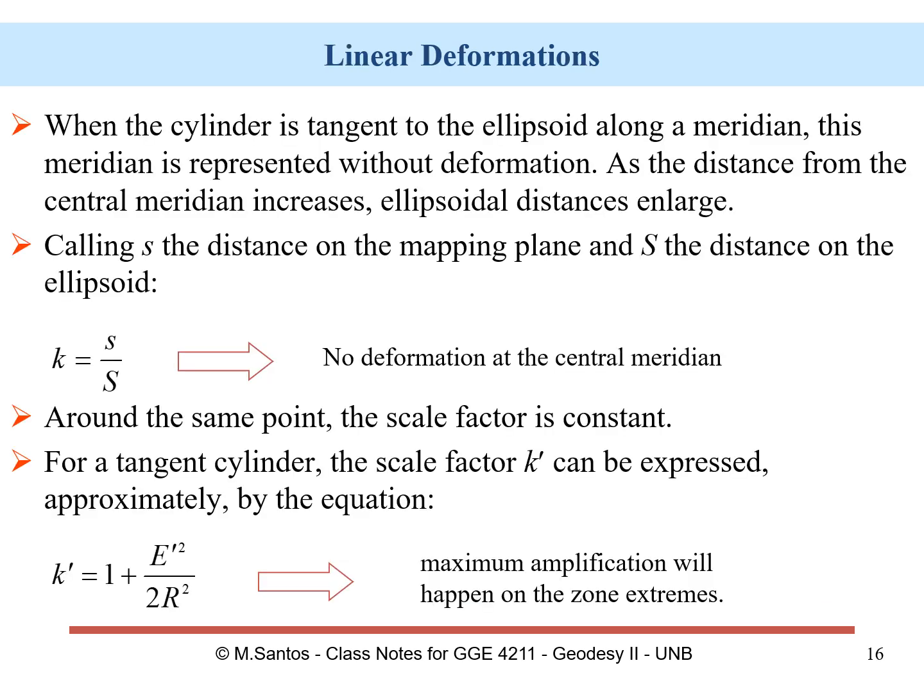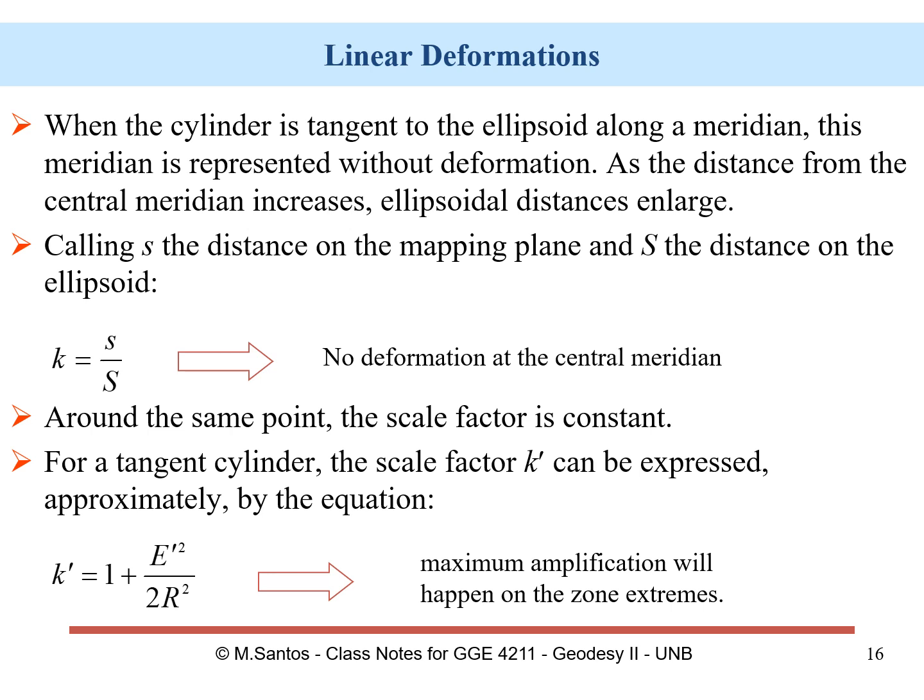Let's go back to linear deformations and let's see what happens when we introduce a second cylinder. We have in this slide the definition of scale factor, the ratio between the distance on the mapping plane and the distance on the reference ellipsoid. Around a particular point, the scale factor is constant. That's a characteristic of conformal mappings.